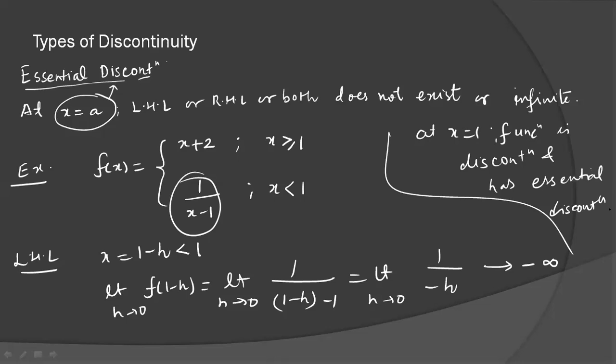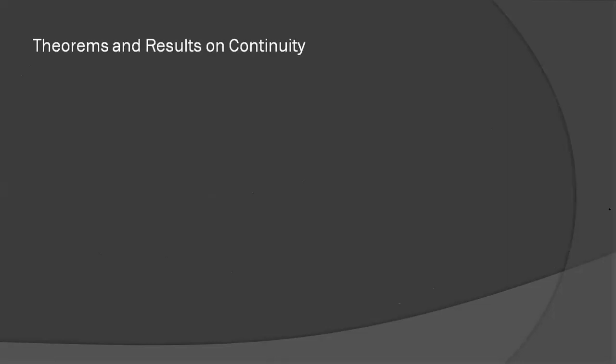So these are some important types of discontinuity. Now, theorems and results on continuity. These results and theorems are very important for a better understanding of continuity.